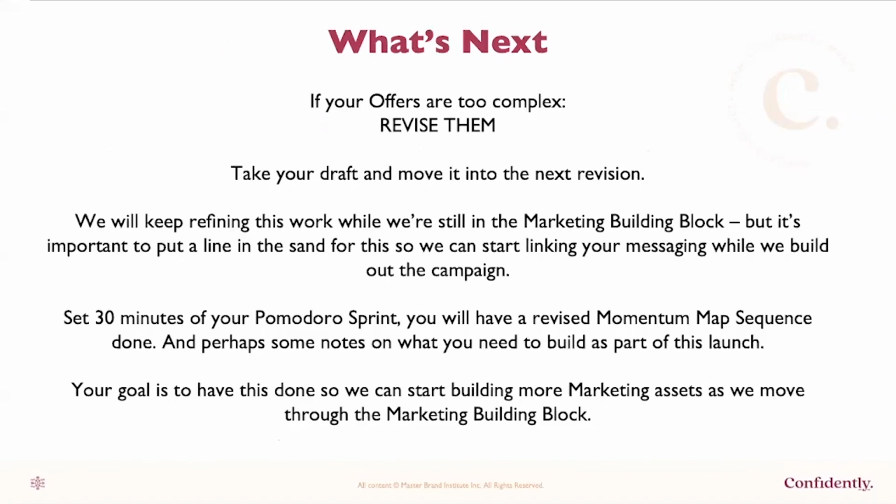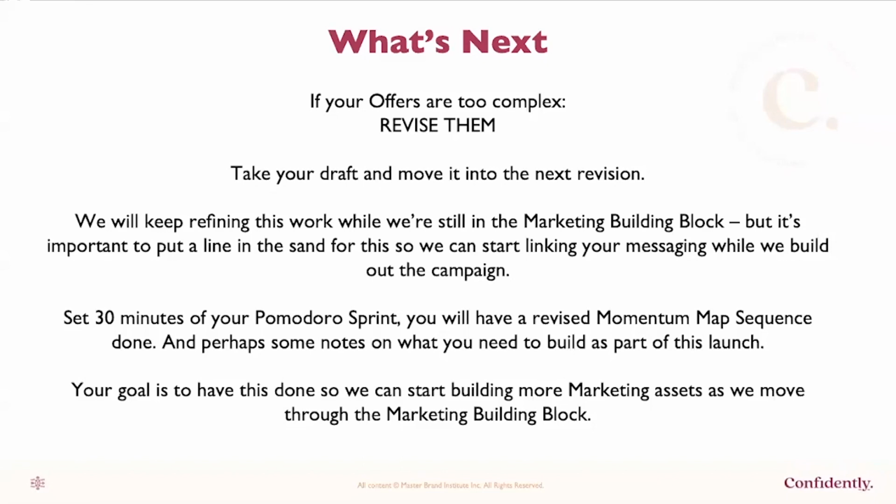And the main thing is, if they don't, you have to revise them. You want to take your draft and move it into that next revision. Now we're going to keep refining this work while we're in the marketing building block, but it's important to put a line in the sand so that we can start linking your messaging while we build out the campaign. So go ahead and set 30 minutes of your Pomodoro sprint and have a revised momentum map sequence done, and perhaps some notes on what you need to build as part of this launch.